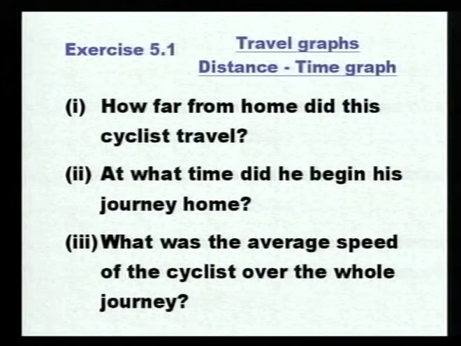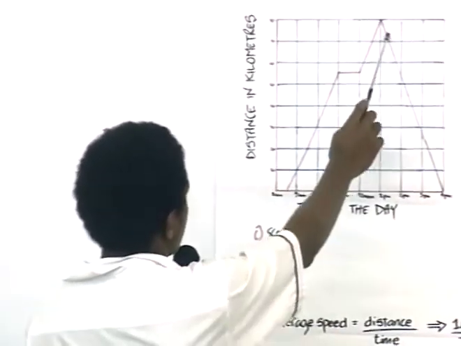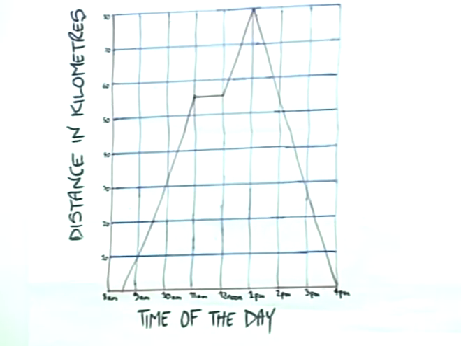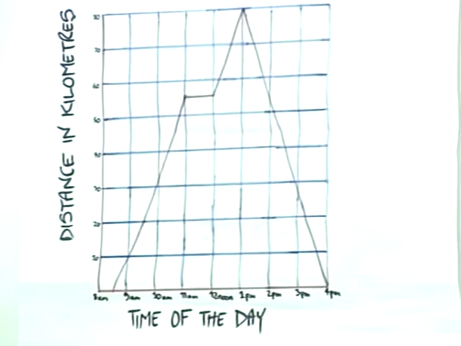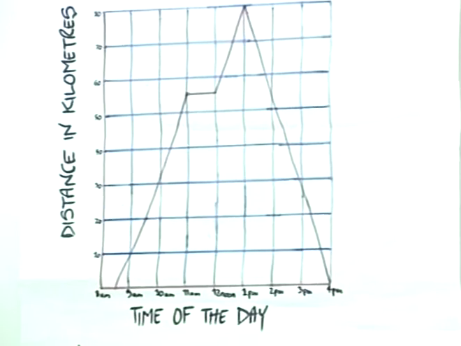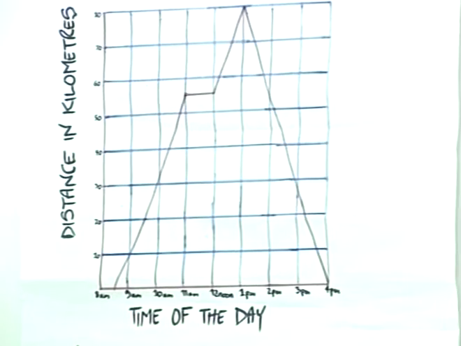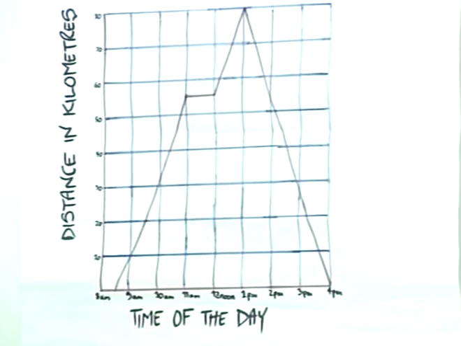Question 3 reads, how far from home did the cyclist travel? The cyclist traveled 80 kilometers and then he returned back home. At what time did he begin his journey home? He began his journey home at 1 p.m. and his average speed was 160 kilometers over 7.5 hours. 160 divided by 7.5 hours equals 21 and 1/3 kilometers per hour.